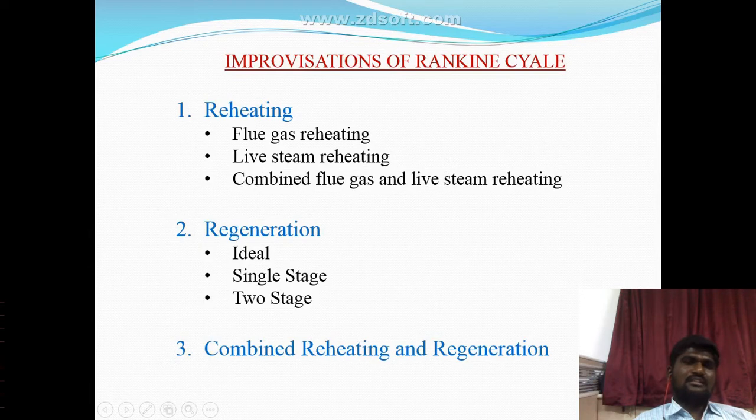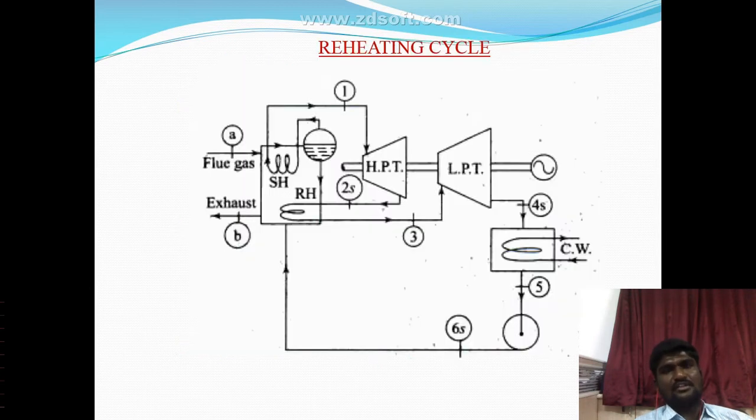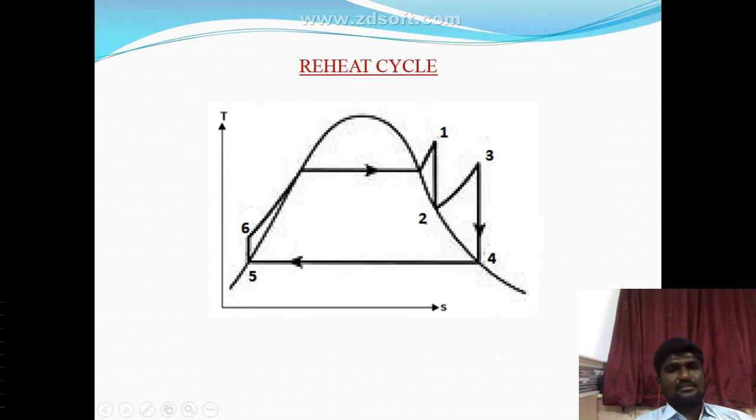And next, what are the improvements of the Rankine cycle? Reheating: flue gas reheating, live steam reheating, combined flue gas and live steam reheating. And what does regeneration mean? Ideal, single stage and two stage, and combined reheating and regeneration. These are the main topics of improvements of the Rankine cycle. This is the reheat Rankine cycle, right? In the reheat Rankine cycle we use a high pressure turbine and a low pressure turbine, right? So this is the PV diagram of the reheat Rankine cycle.